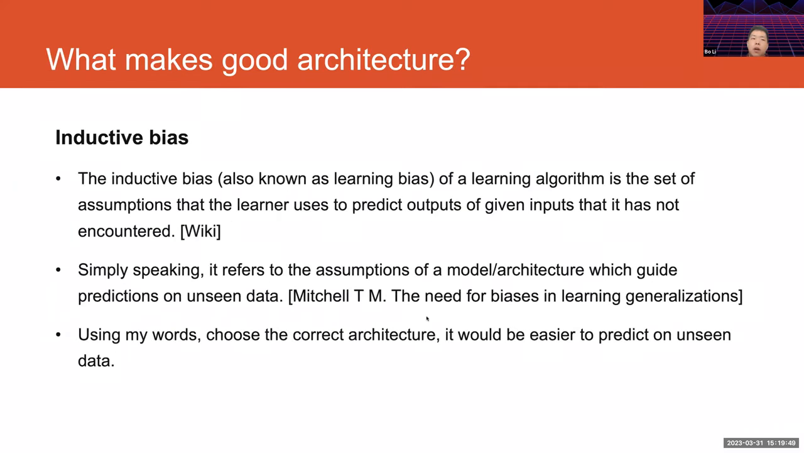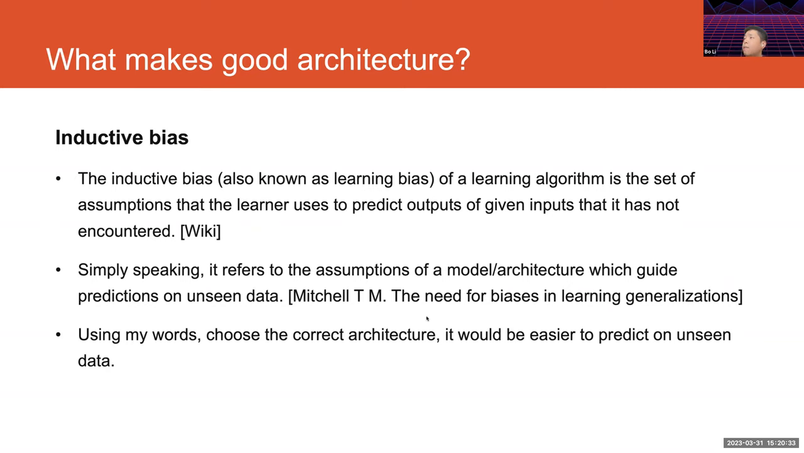So observing previous research on the vision transformer from the computer vision era, we can see some interesting clues that maybe the architecture is important in discovering a better and more effective algorithm. So how could we define the importance of architecture? There is a term in machine learning called the inductive bias.